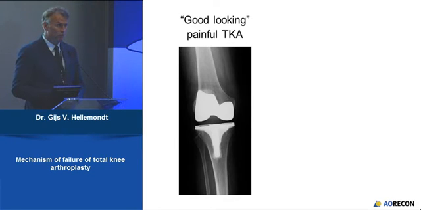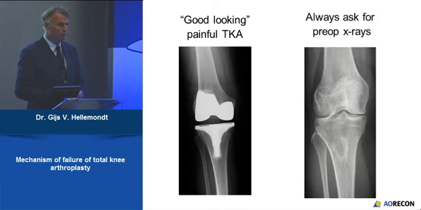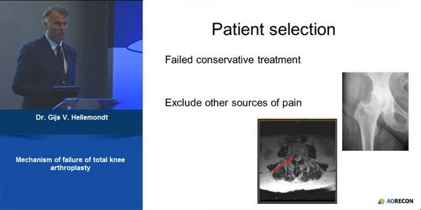We all know this. If you have a patient coming in with this total knee arthroplasty, it looks fairly good. If you look at the pre-op x-ray, this is the reason why it didn't work. So remember that patient selection is very important when you talk about mechanism of failure. After failed conservative treatment once a total knee arthroplasty has been performed, try to exclude other sources of pain like the hip and the spine.